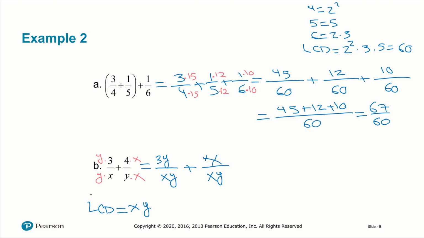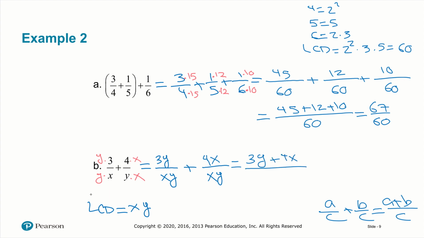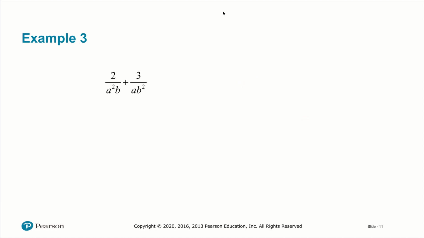And because we now have the same denominator for both fractions, we can just use our a over c plus b over c equals a plus b over c rule and go ahead and combine. So we get 3y plus 4x over xy. And there is no factoring I can do on the top to make any simplification, so that's as good as it gets, or as simple as it gets, okay? That's how you handle those.